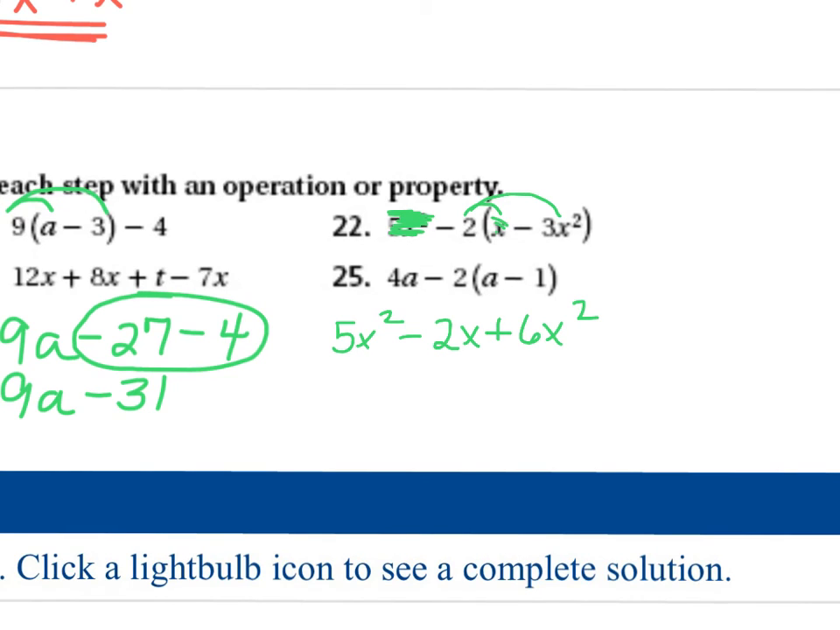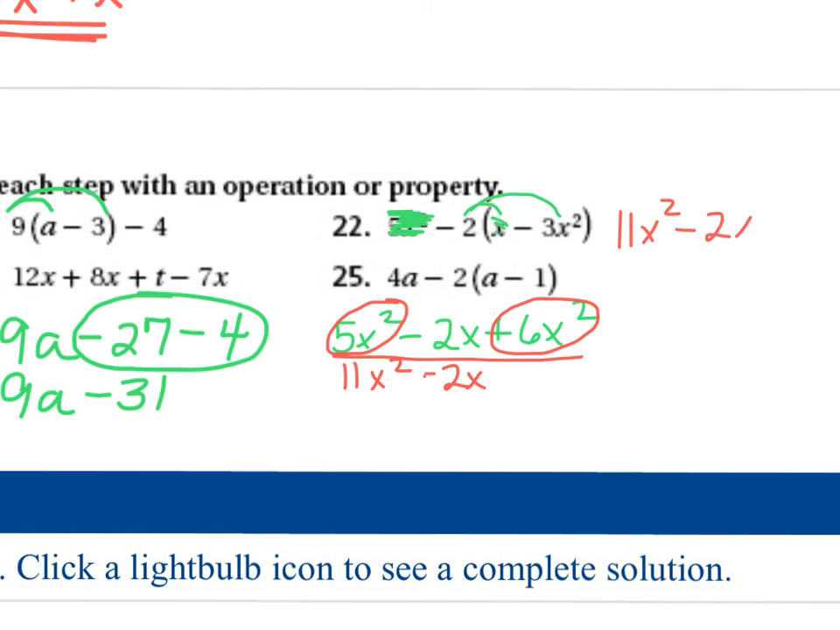So again, the signs are important here, and this is where we fall into trouble early in Algebra 1, getting used to these signs, and we'll practice these a lot. Now I want to look at this expression. Do I have any like terms? Well, let's see, here's a 5x squared, and here's a 6x squared. Altogether, I have 11x squared. And again, that minus 2x, not a like term. 11x squared minus 2x would be my final answer.